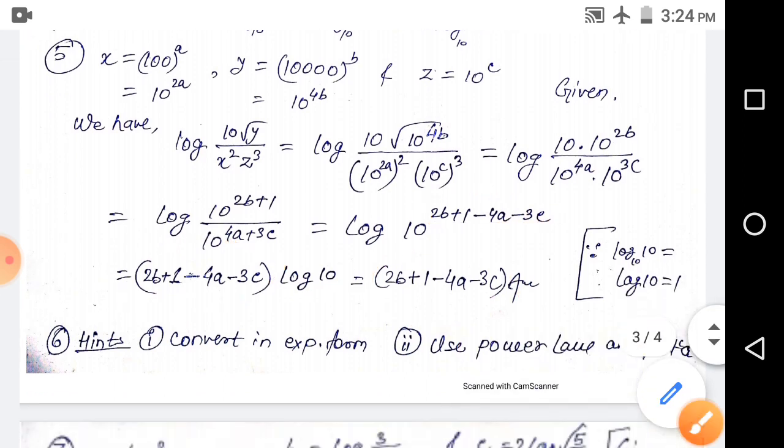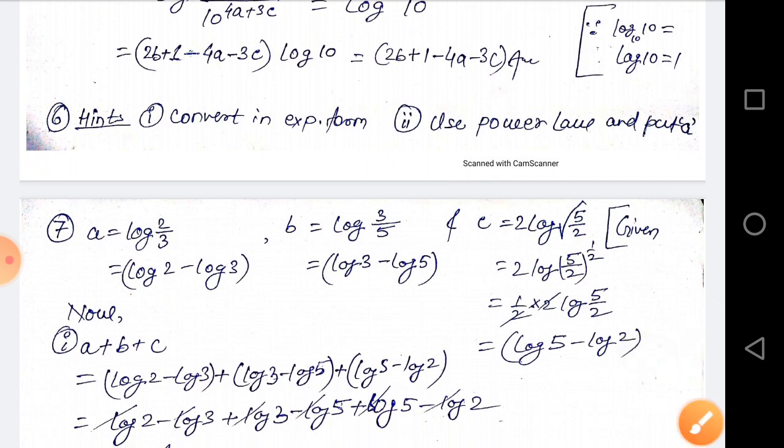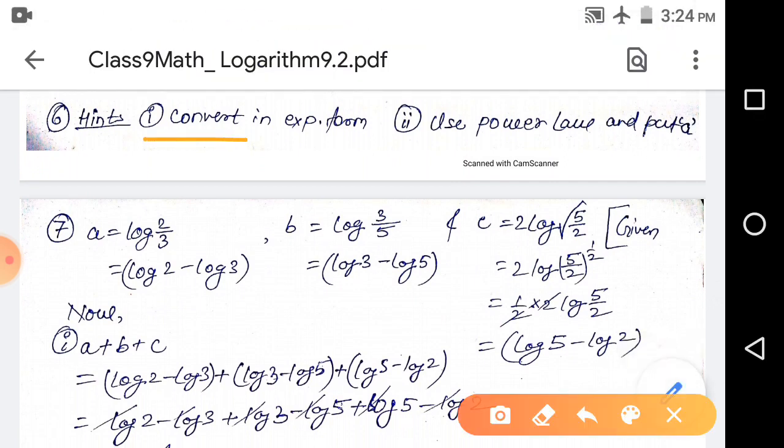See this one, question number 6, we have some hint. For bit 1 you can convert in exponential form, and for bit 2 you can use the power law and put a.